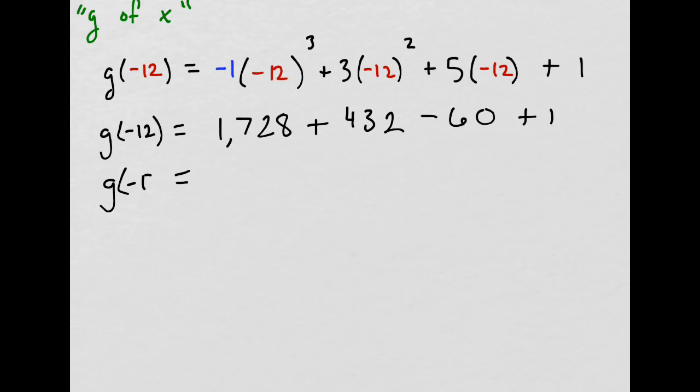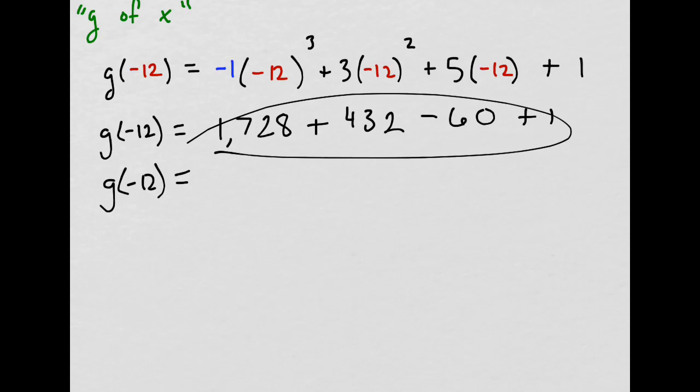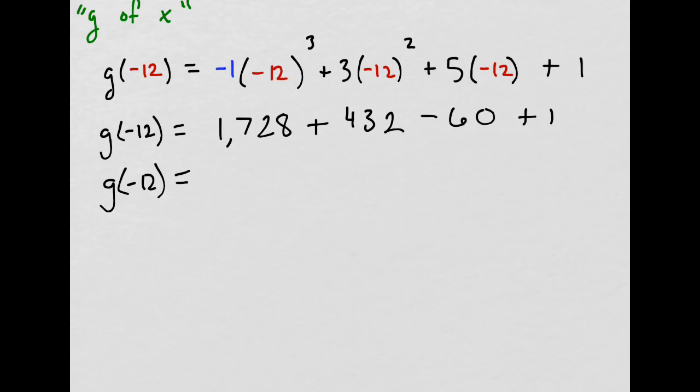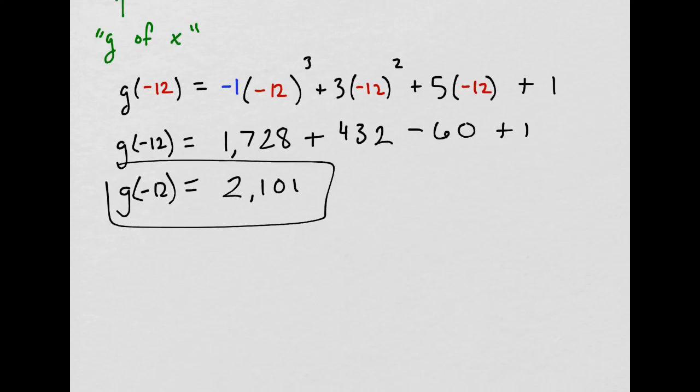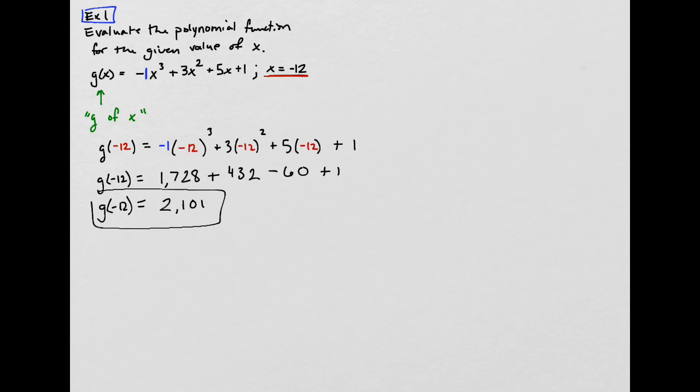Super easy. All I'm going to do is add or subtract from left to right. So I'll just type it all into my calculator. 1,728, and then I'm going to do plus 432 equals, and then minus 60, okay. And then I'm going to do plus 1 equals. That's 2,101. So g of negative 12 is 2,101. That's all it takes to evaluate. You just plug it in, use a calculator. It's okay. That's all. That's it. That easy.